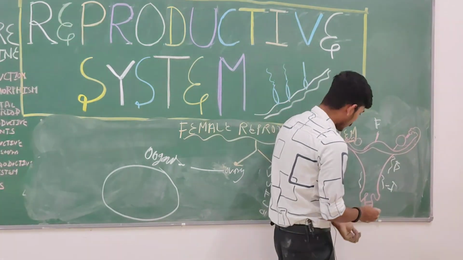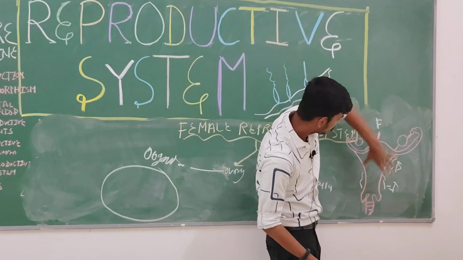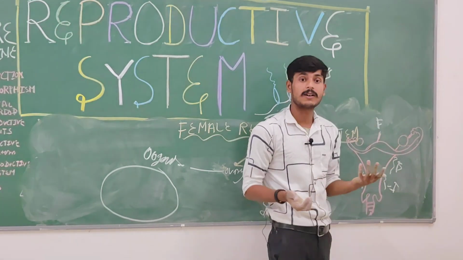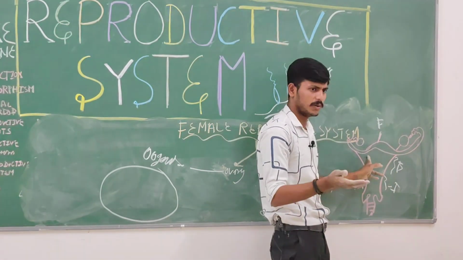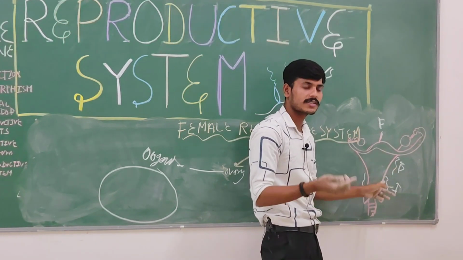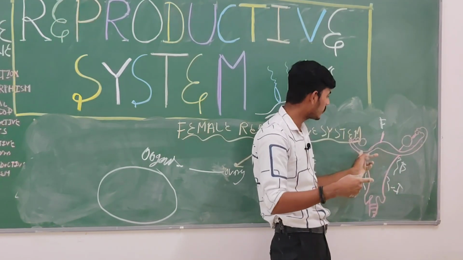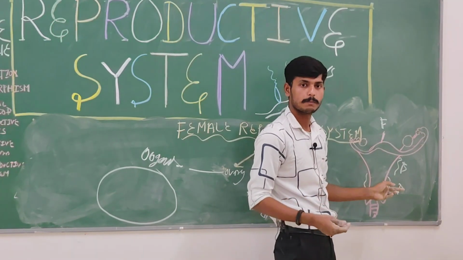Now we talk about their covering, the histology, which you already know. The innermost lining of the uterus is called the endometrium, the middle one is called the myometrium, and the outer covering of the uterus is called the perimetrium.